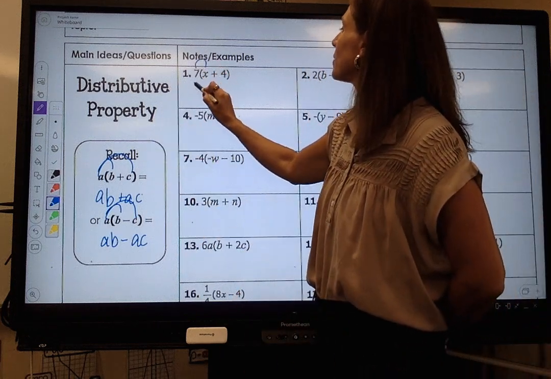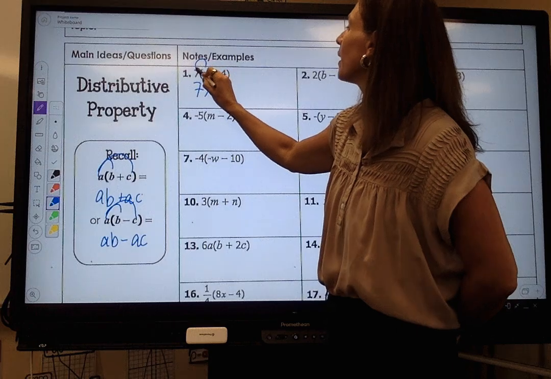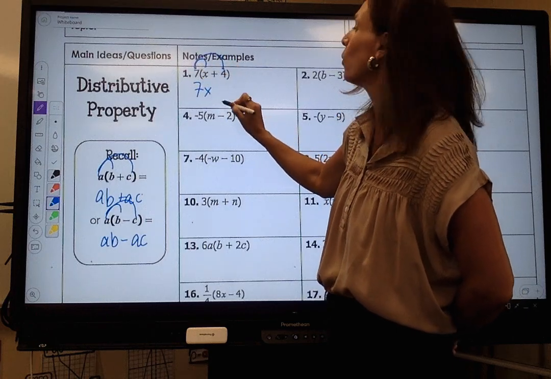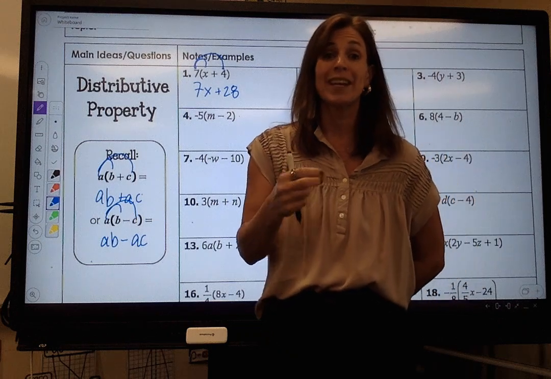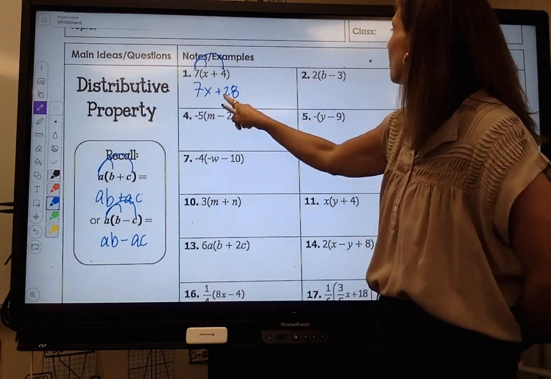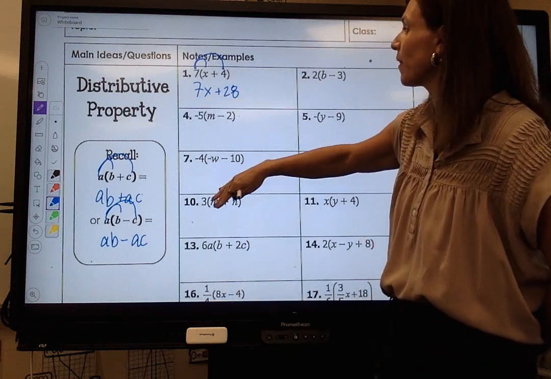I have 7 times x, which is 7x, and then I'm multiplying 7 times a positive 4, which is a positive 28. So this is where this integer rule of multiplication comes into play. So I can't combine unlike terms. That's as simplified as I can get.